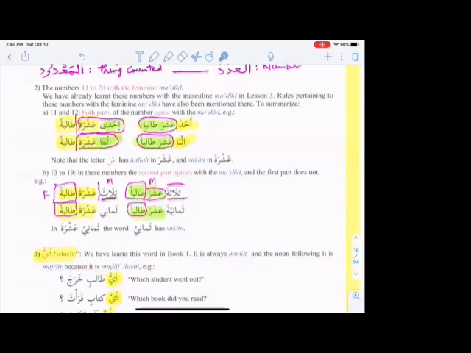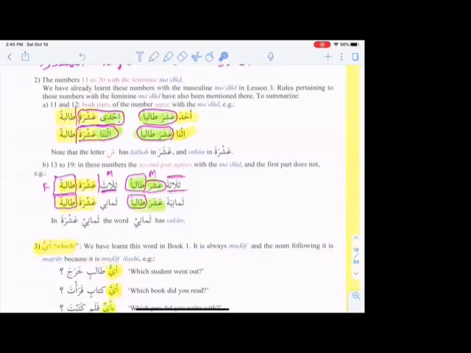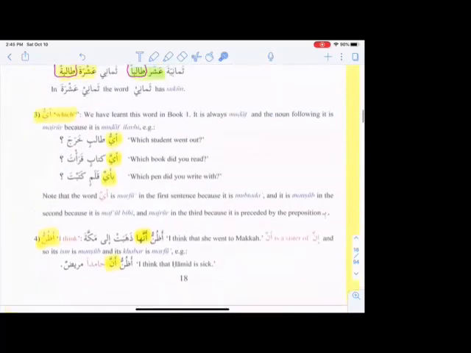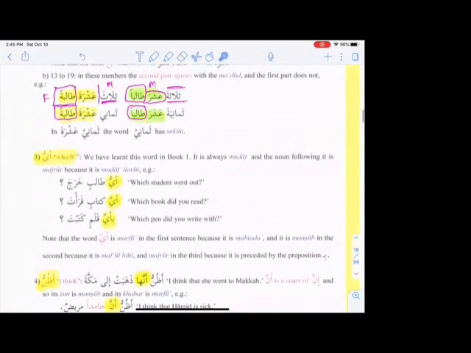Very simple, very easy to understand. I'm sure you know it. So now, my brothers and sisters, we have 3 examples: marfu, mansub, and majroor. Ayyu talibin kharaja. Which student went out? Ayyu talibin, see, mudaf ilayhi.